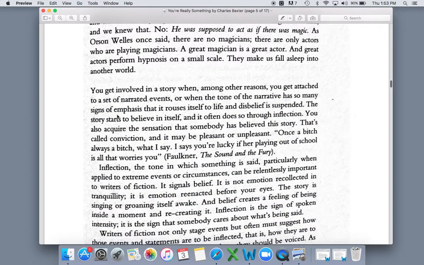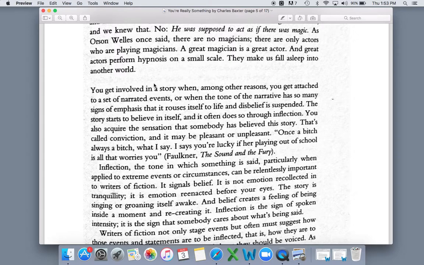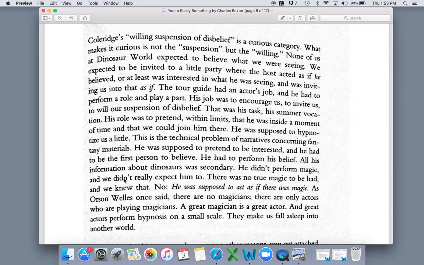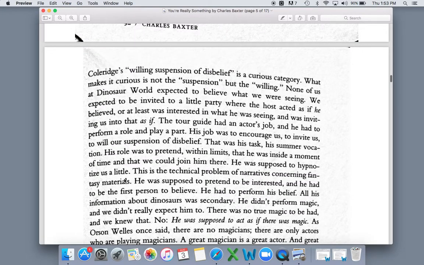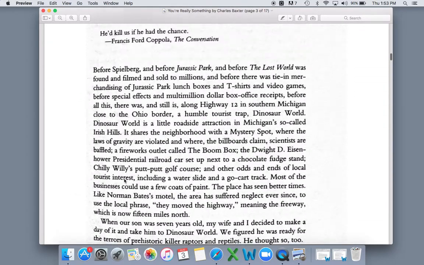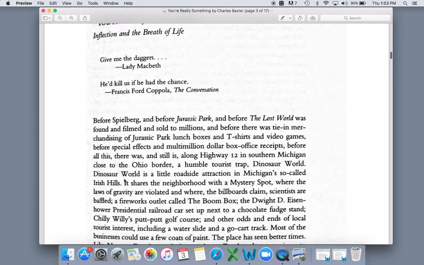And even if we looked at what happens after the break, he starts making definitions about what inflection is. Inflection, which is the tone in which something is said, particularly when applied to extreme events or circumstances, is important. It signals belief. All this stuff that's definition of what inflection is, that's responding to the problem. But pretty much up until 2.5 pages, he's developing a problem. And we're going to look at how he does it and see if you might consider imitating how he does it.